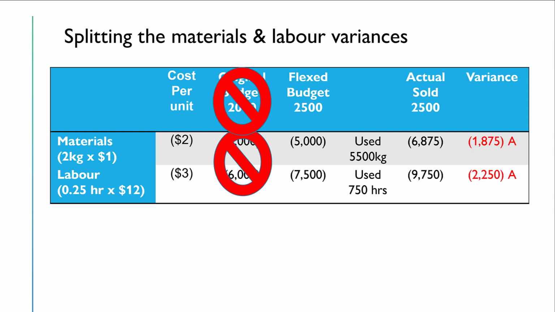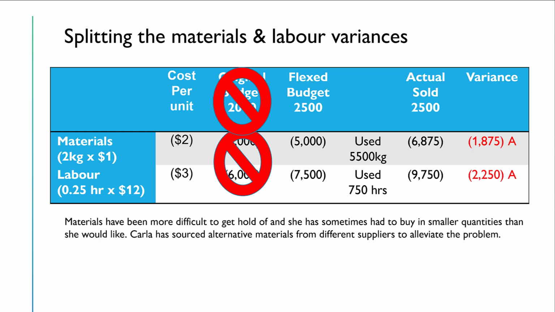So I'm going to introduce more narrative now. Materials have been more difficult to get hold of, and she has sometimes had to buy in smaller quantities than she would like. Carla has sourced alternative materials from different suppliers to alleviate the problem. So using that narrative, when we calculate the price and the usage variances, we need to explain those results.